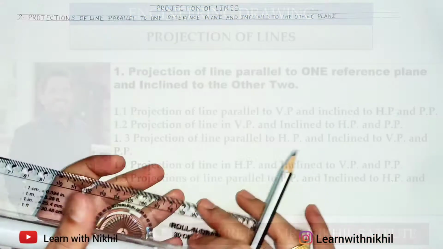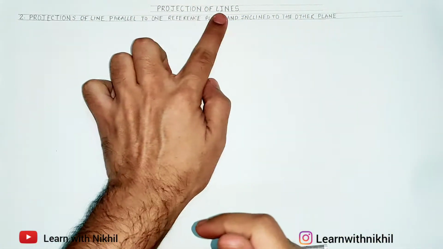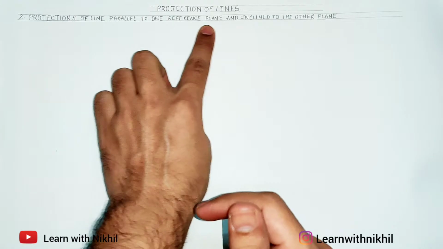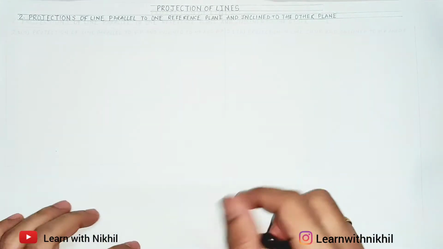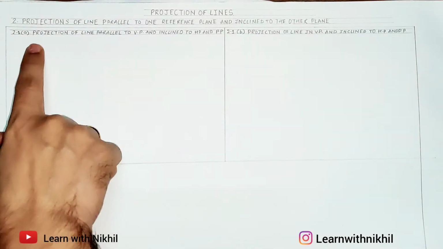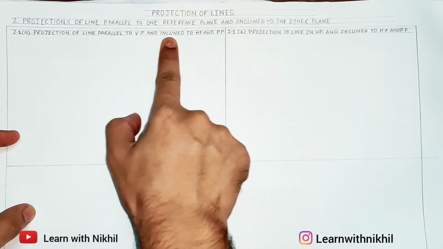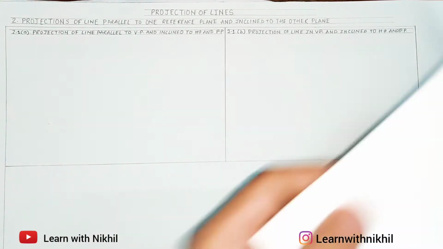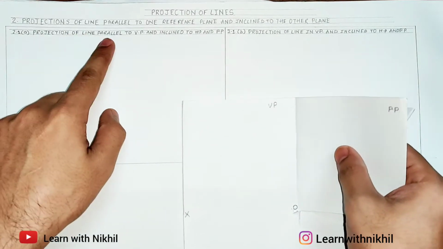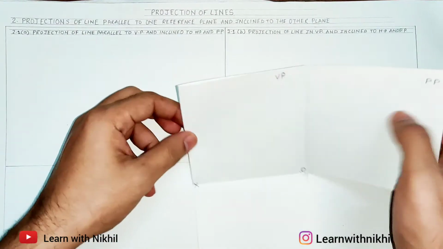So today we are going to study the projection of a line which is parallel to one reference plane and inclined to the other planes. So with this first point, the projection of a line is parallel to the vertical plane and inclined to HP, that is the horizontal plane, and the profile plane. So the line is parallel to one plane and inclined to the other two planes.